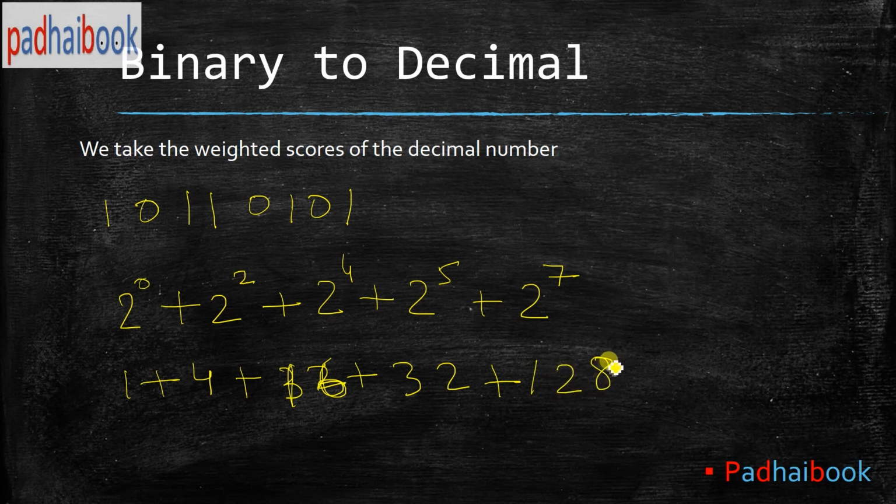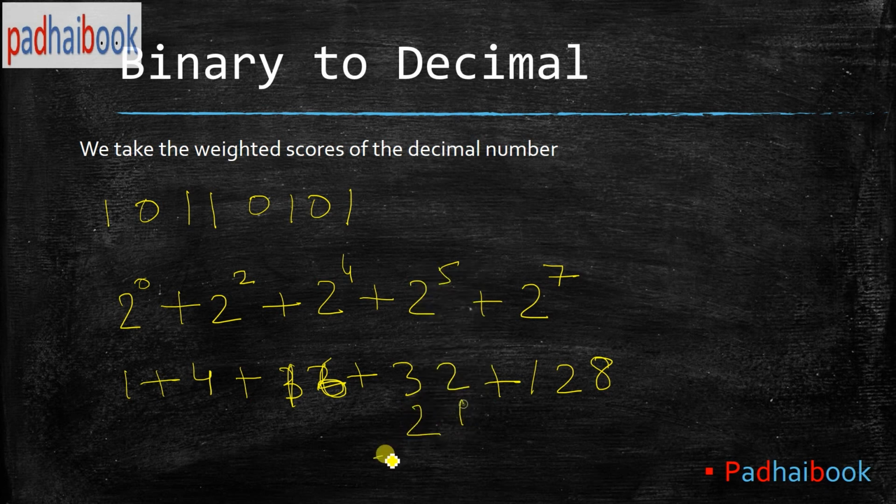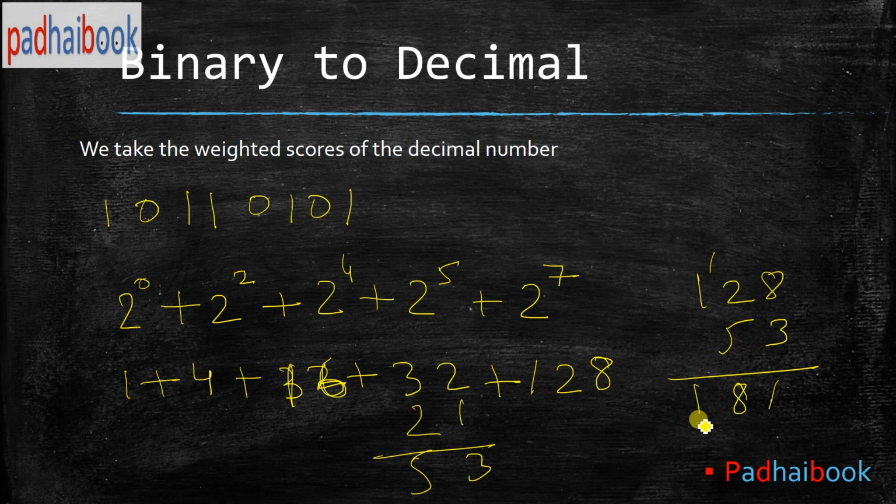Alright, so what we get here is 5, 16 and 32. Let me just quickly add this. That's 53. So what is 128 plus 53? That is 181. So we have the decimal number which is 181. So this number in decimal is 181.